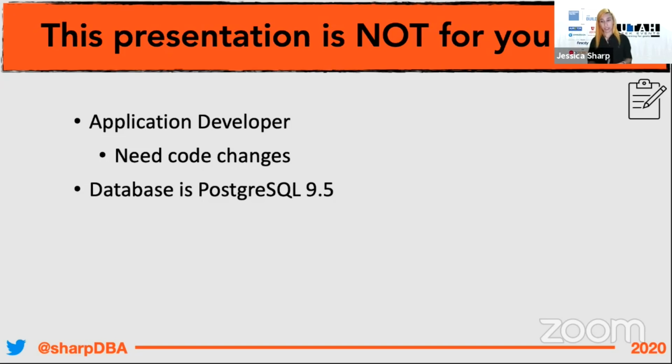Also, this presentation is not for you if you're on 9.5. You need to upgrade. You need to upgrade. And I understand that it is hard to want to, or to be able to justify, especially in non-lower environments, an upgrade if your database is unstable, and many which need Autovacuum tuning are unstable.